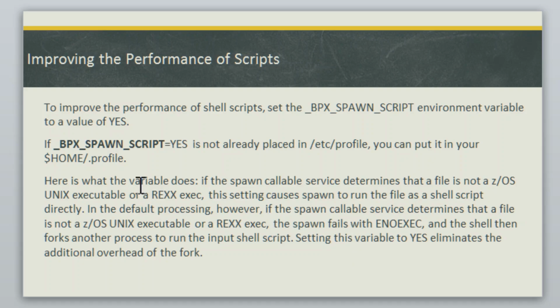So guys, here's what this variable does. If the spawn callable service determines that a file is not a z/OS UNIX executable or a REXX exec, this setting causes spawn to run the file as a shell script directly. In the default processing, however, if the spawn callable service determines that a file is not a z/OS UNIX executable or a REXX exec, the spawn fails with no exec, and the shell then forks another process to run the input shell script. So, setting the variable to yes eliminates the additional overhead of the fork. So you're saving time when your script runs.